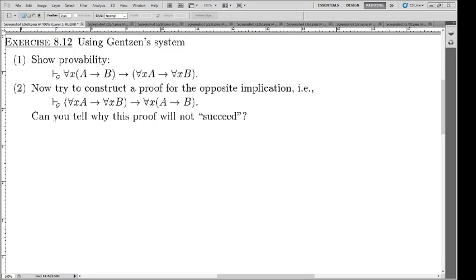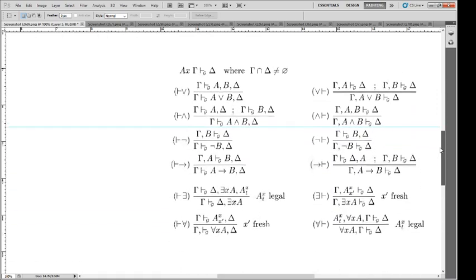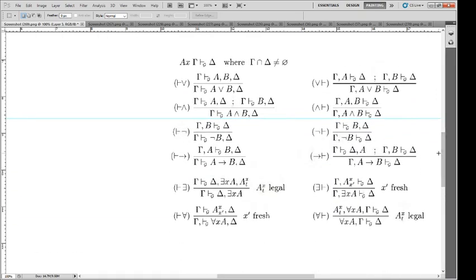So in exercise 8.12, in the first part, this video is going to be about the first part. We're going to show the provability of this line here in the Gentzen system. The Gentzen system in first order logic has the same rules as in propositional logic, only with these 4 additional rules to do with quantifiers.